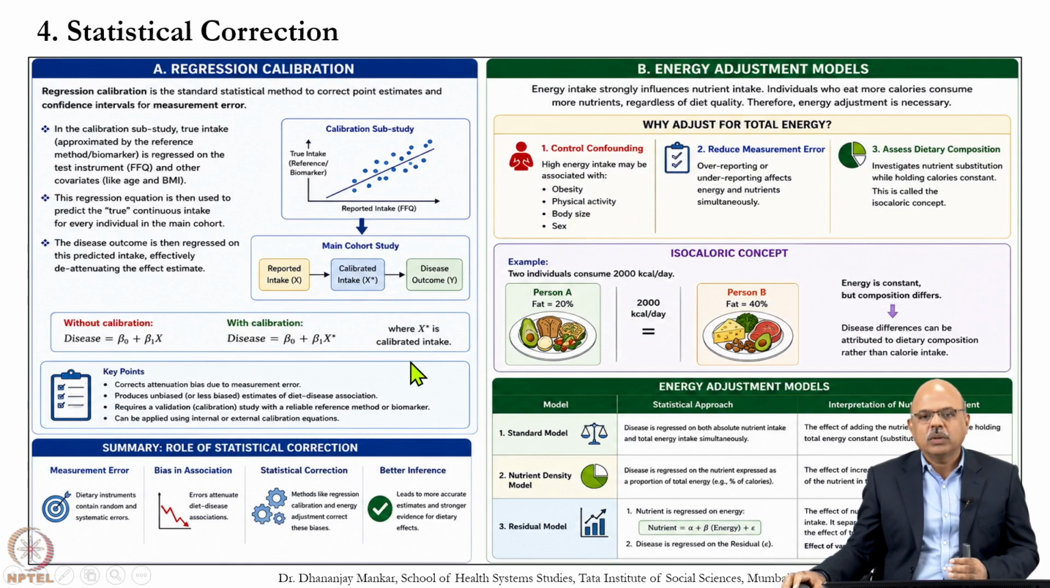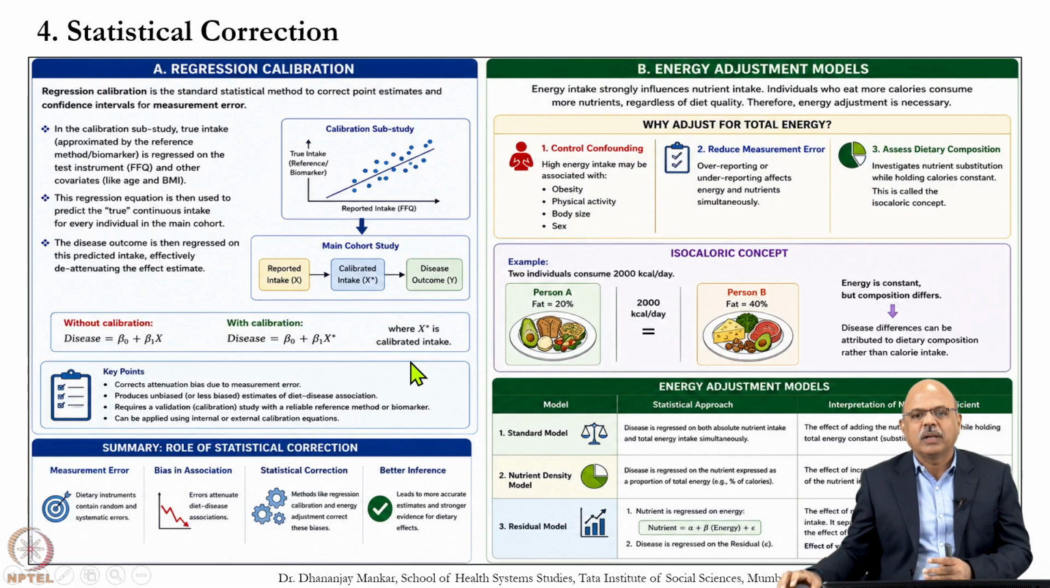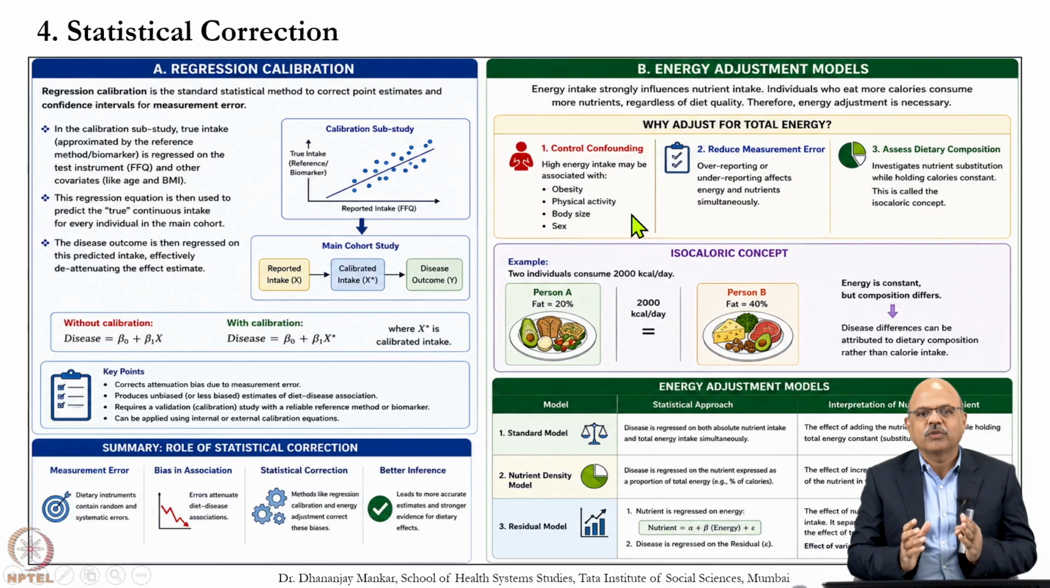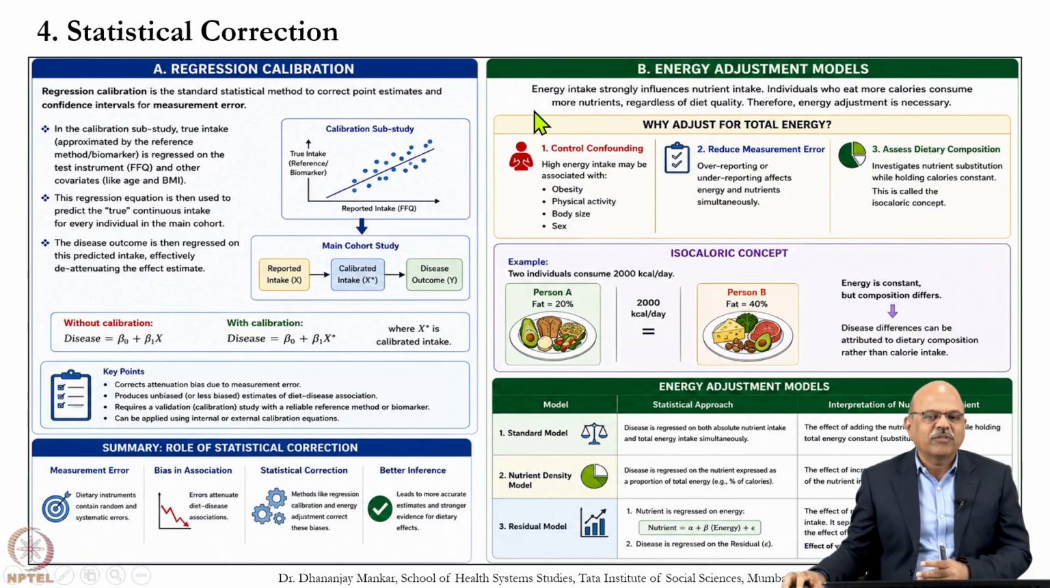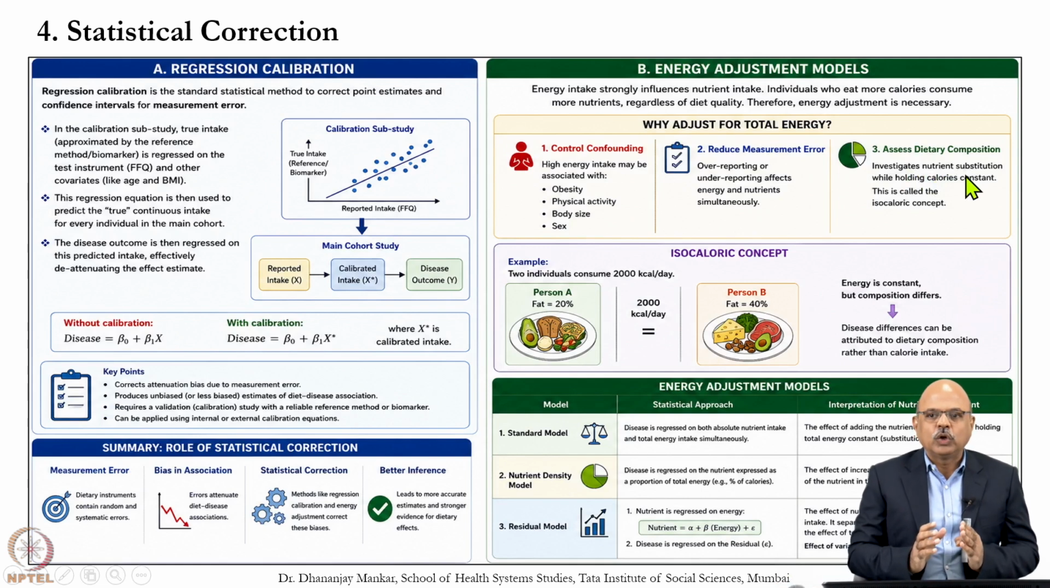So when we talk about the energy adjustment model, why study total energy? Controlling the confounding is sometimes very important, with respect to obesity, physical activity, body size and sex. It also reduces measurement error, such as over-reporting, under-reporting or social desirability. And it helps in assessing the dietary composition.